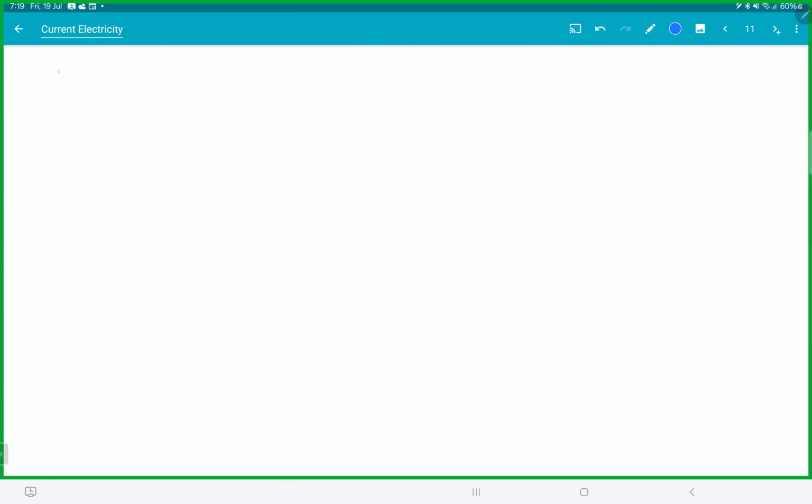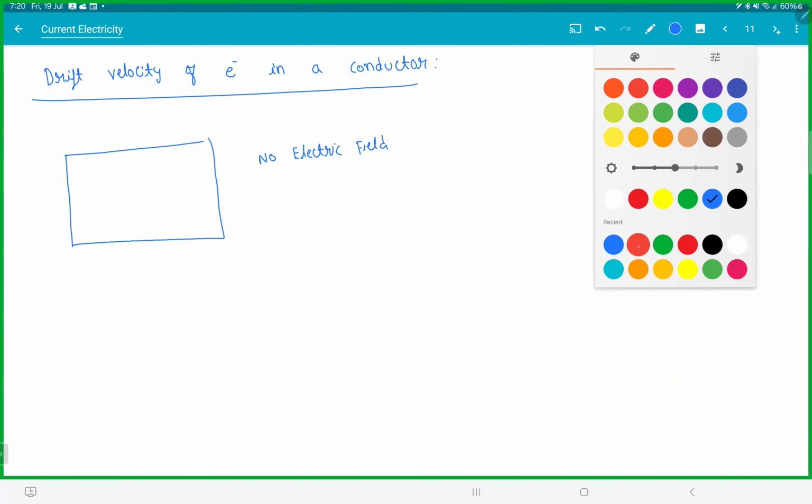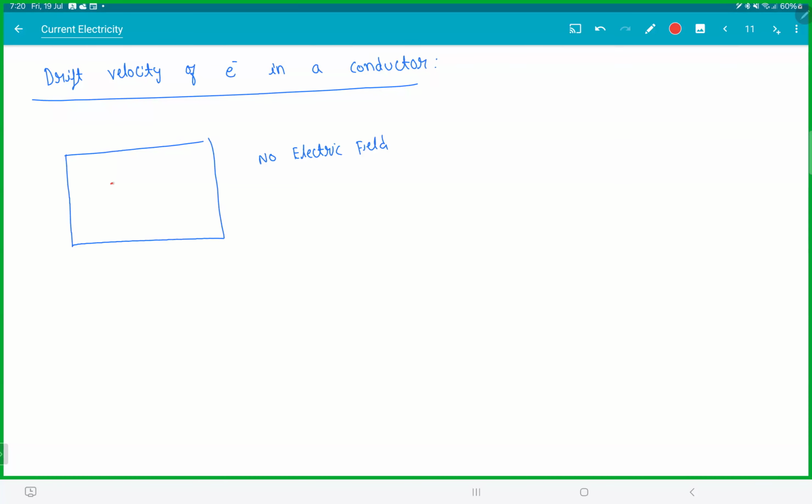A bit of theory. Drift velocity of electrons in a conductor. We had a discussion like this a bit in KTG. Let's see again. So if you take a conductor without any electric field, the electrons move in random directions. So electrons are simply going in random directions.